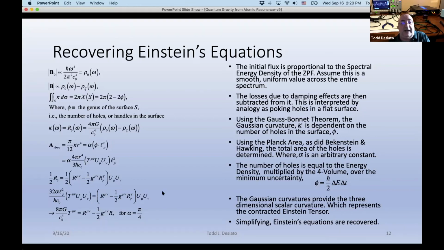And simplifying from this idea, you can recover Einstein's equations. So if the spectral energy density is uniform and you're subtracting flux from it, then it's like poking holes in the field. And those holes getting poked in it cause curvature. And it's kind of a stretch, but that's the idea behind this, where you can recover Einstein's equations.